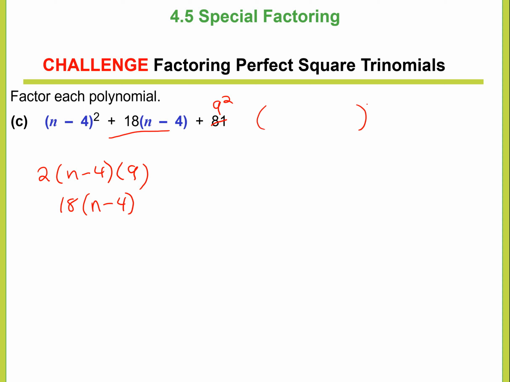So that is indeed a perfect square trinomial because that's what our middle term is. So now I can put this in parentheses, and our first is n minus 4. And then because the first sign is a plus, we're going to have a plus here, and it's the 9 from the square root of the last term. And I can combine my terms, and this is n plus 5 squared, my answer.